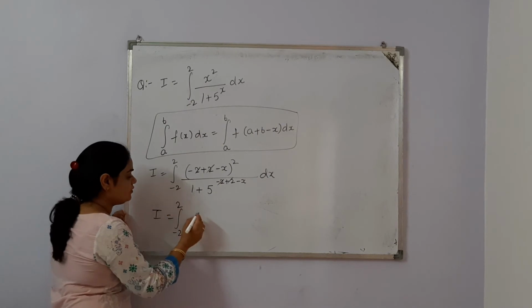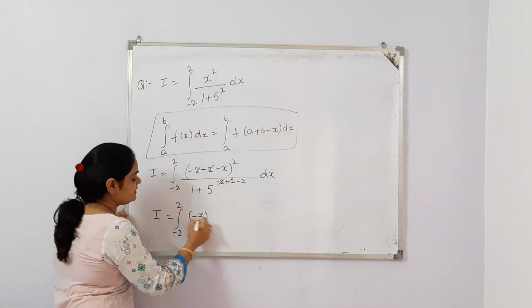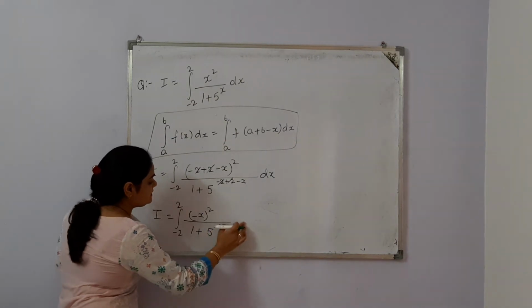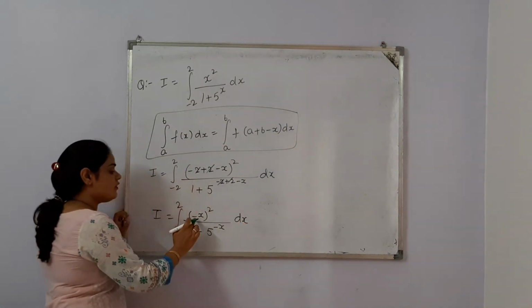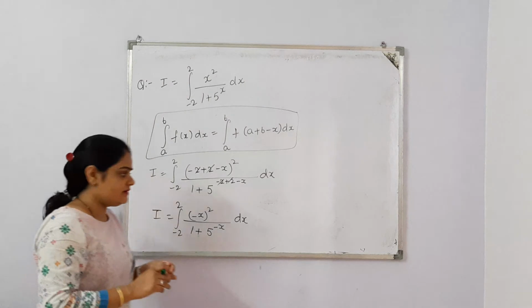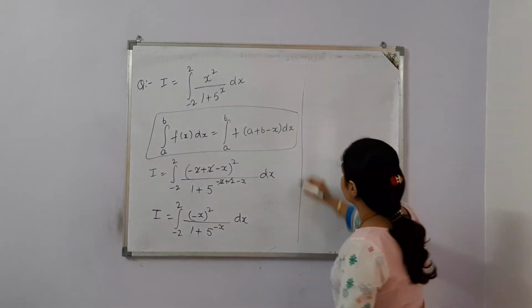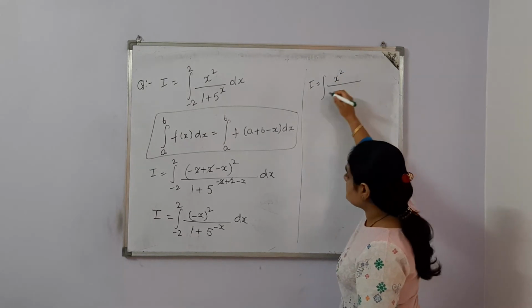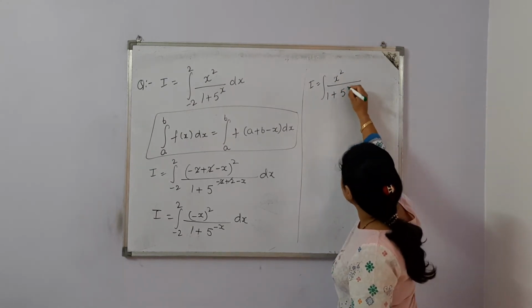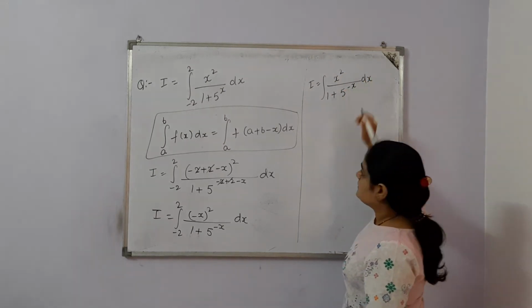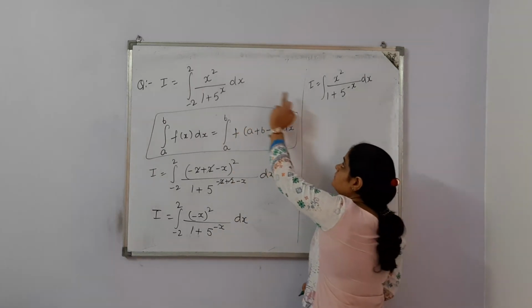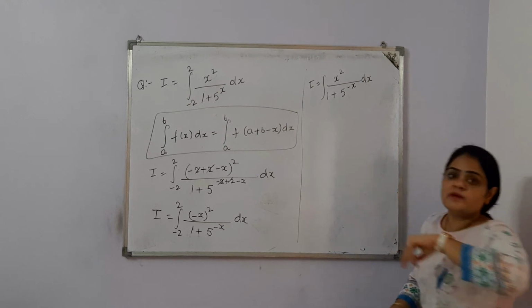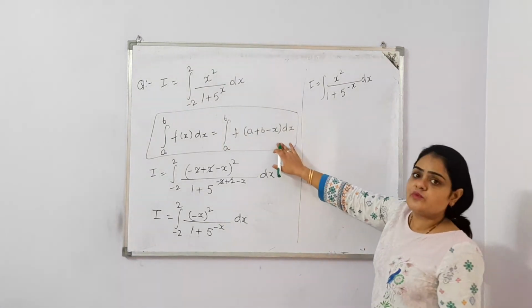Minus 2 to 2. Now we are getting minus x whole square whole upon 1 plus 5 raised to power minus x dx. Now of course minus square is positive, it becomes positive x square. But in denominator we are getting 5 raised to power minus x. Before that it was the same function, but in place of 5 raised to power x, now we have 5 raised to power minus x just because of this property.